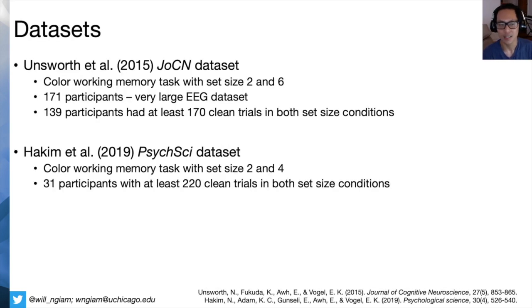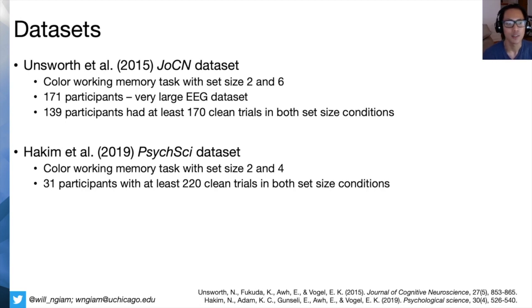So I'm using a couple of data sets here. The first data set I'll be talking about is the Unsworth et al. 2015 Journal of Cognitive Neuroscience data set. And in this data set, they conducted a color working memory task with both set size 2 and set size 6. And they ran 171 participants. So this is a huge EEG data set. Of those 171 participants, I pulled out 139 participants who have at least 170 clean trials in both set size 2 and set size 6.